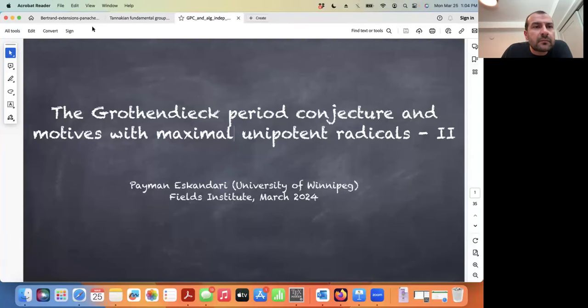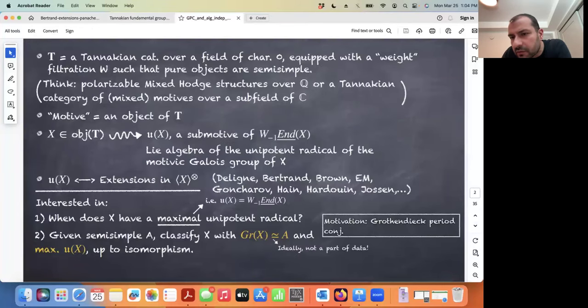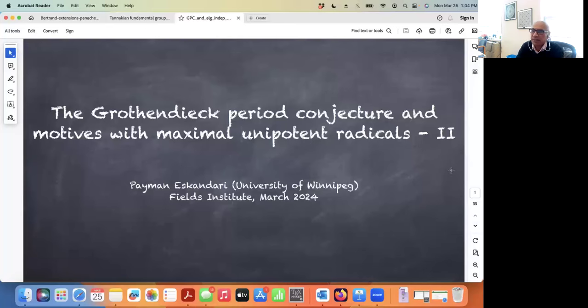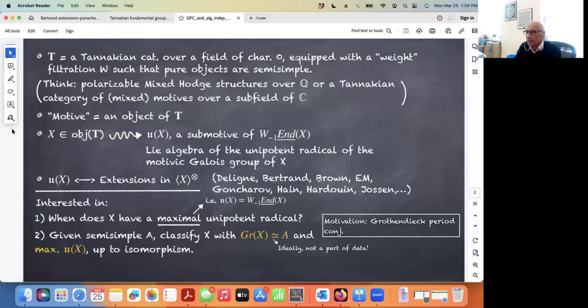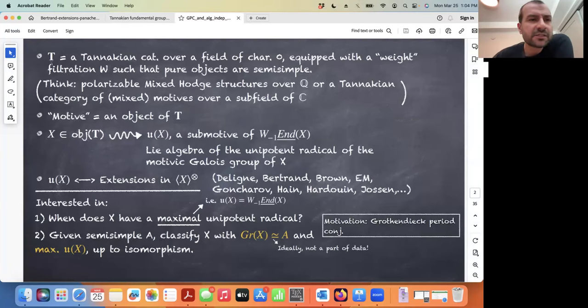So now, what is it? Why am I not? Why is this slide not moving? Okay, let's do it this way. Yeah, okay. it's moving. Yeah. Okay, excellent. Okay, so I'm going to introduce the setup first. Can you see my cursor?